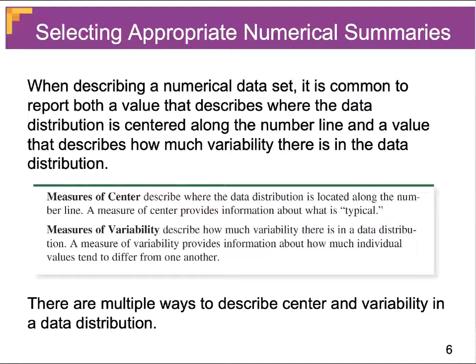The center is describing where that data distribution is located on a number line, and you can think of this as a typical value. Whereas the measure of variability is just looking at how much variability there is in that distribution. It basically measures how much individual values differ from one another.